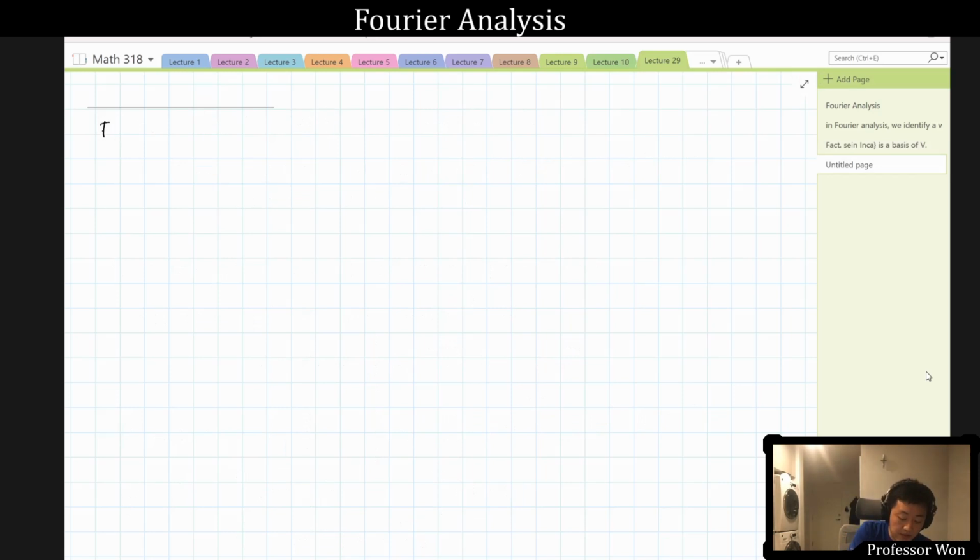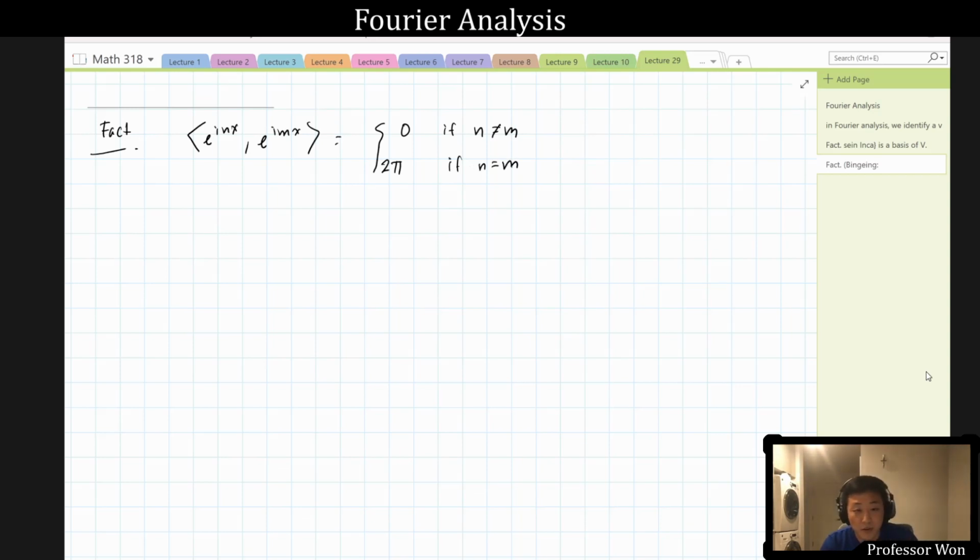So this is just a fact. You can check this. This just uses sort of just calculus. If you take e to the i n x and you take the inner product with e to the i m x, you can just check that this is 0 if n and m are not equal. And we just saw that this was 2 pi if n equals m, right? Each of these vectors has length square root of 2 pi. So if you take the inner product with itself, you get 2 pi. In other words, these basis vectors are orthogonal.